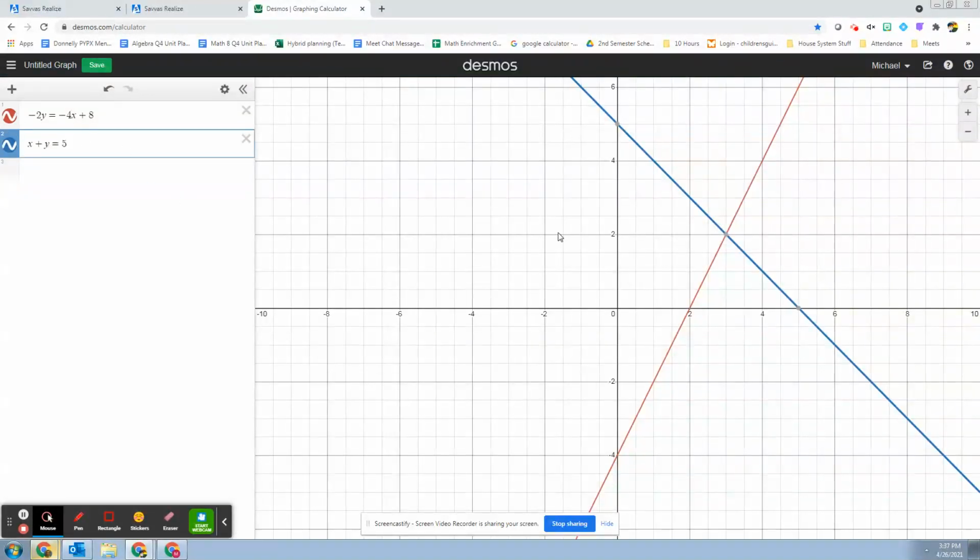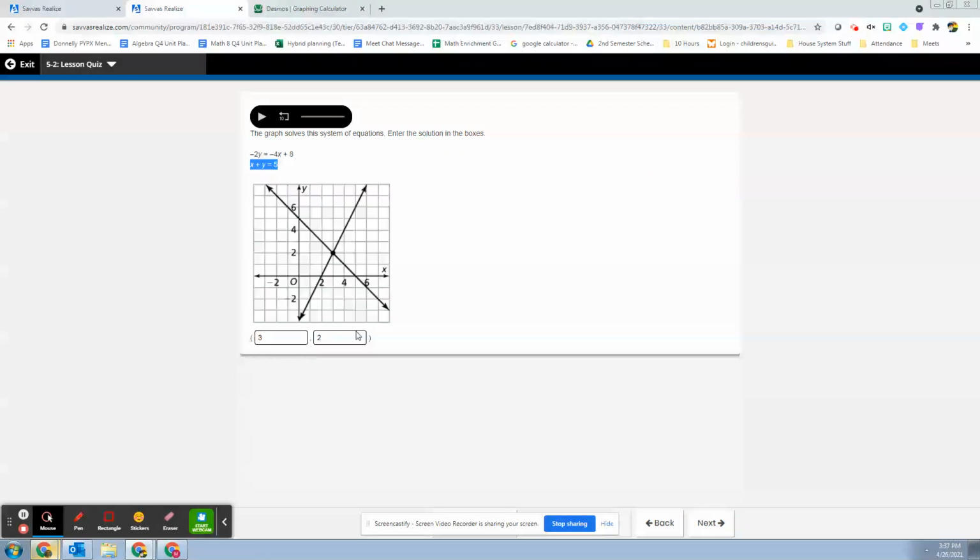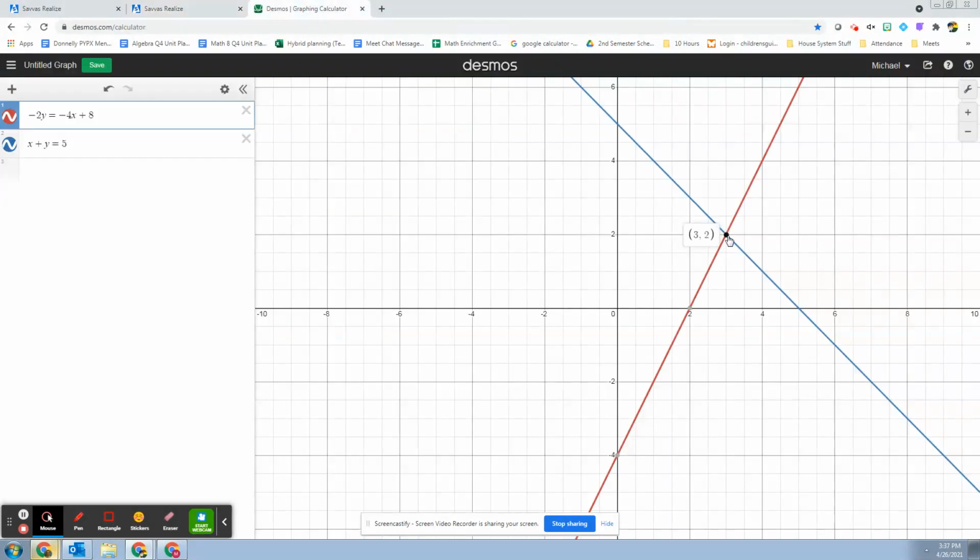And once you have them both here, you can actually see that it highlights this 3, 2. That's what I came up with, 3, 2. This graphs them for us and even highlights the intersection point. It also shows us the x-intercept, the y-intercept. If I click on the blue line, you can see the y-intercept there.